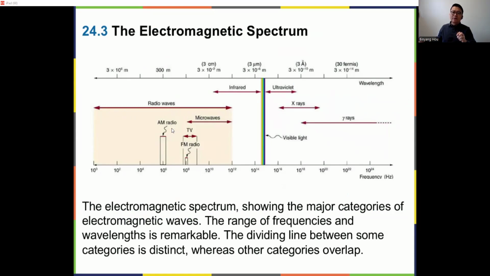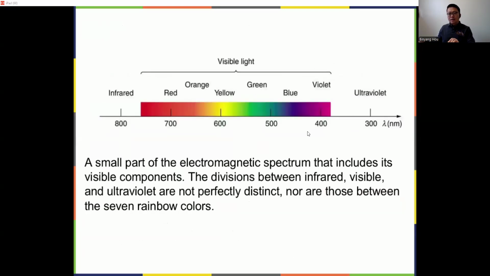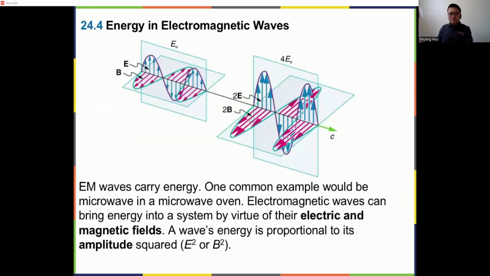So radio wave, AM wave here, TV signal, FM wave, microwave there, infrared EMF wave, and then there's this small band over here, which is the visible light. Ultraviolet, X-ray, and gamma ray, etc. That small band, if you zoom in, you'll see different colors in that small light band. Okay, visible light band.